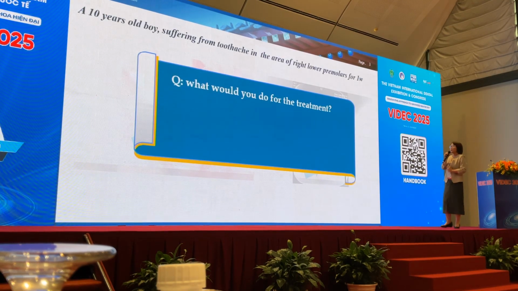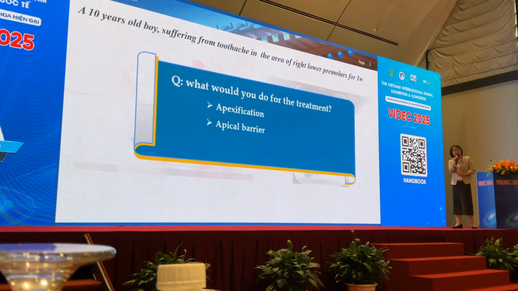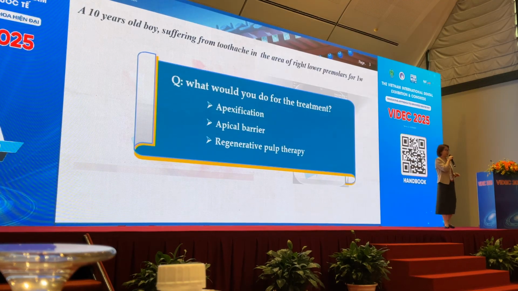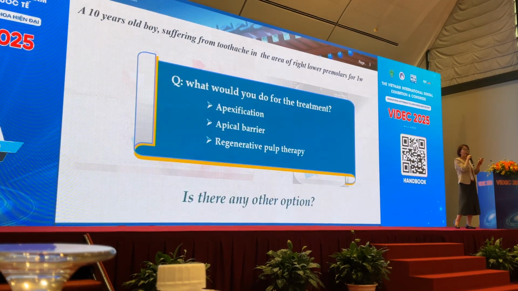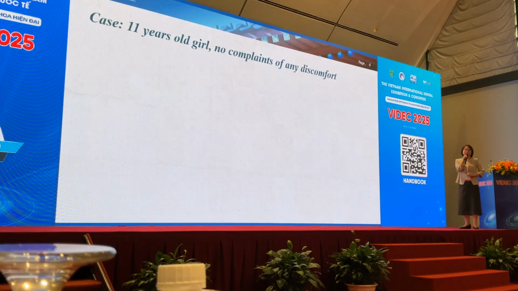We say apexification, apical barrier, and regenerative pulp surgery, right? But my next question is, is there any other possible option available? Just think about it. We'll talk later. Now, let's move on to another case.